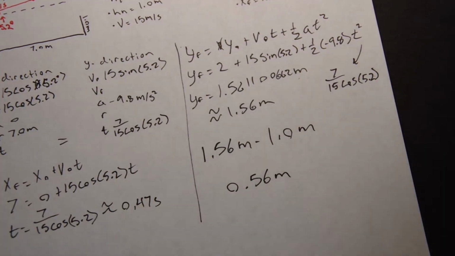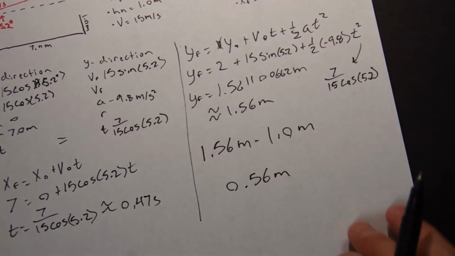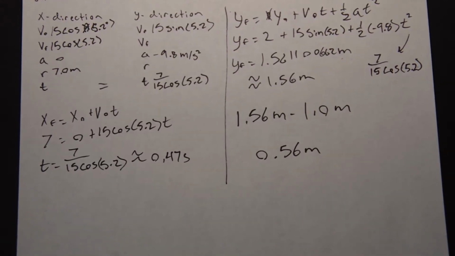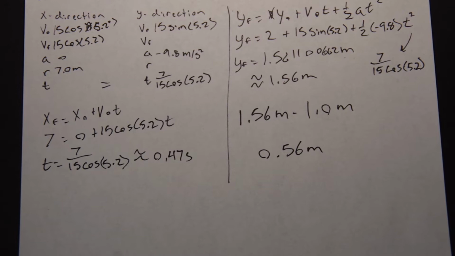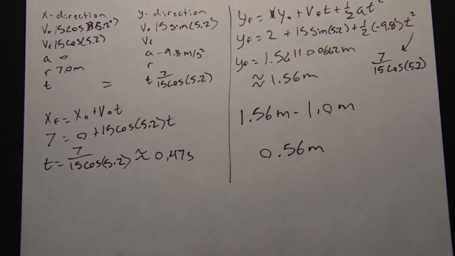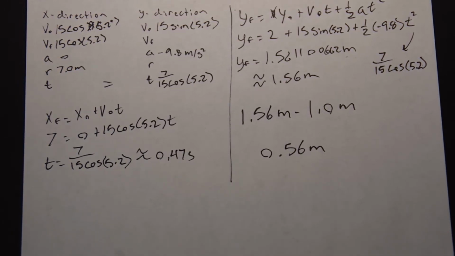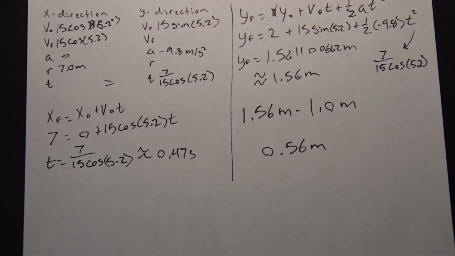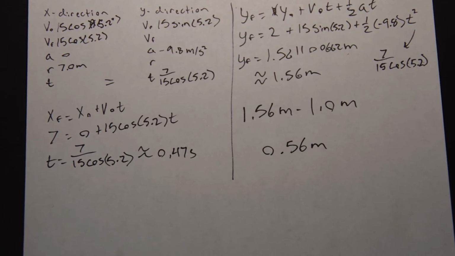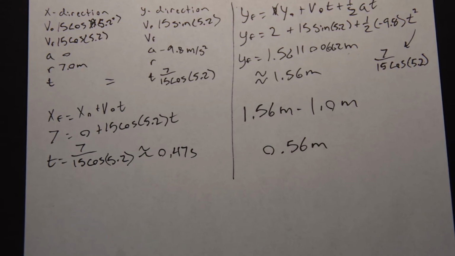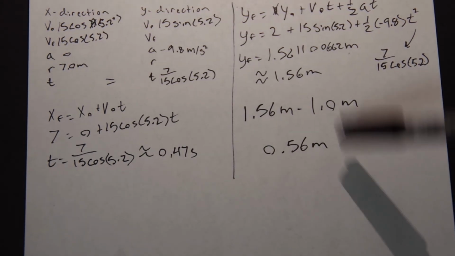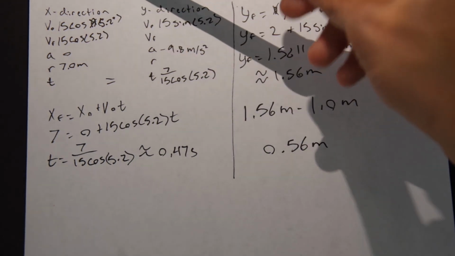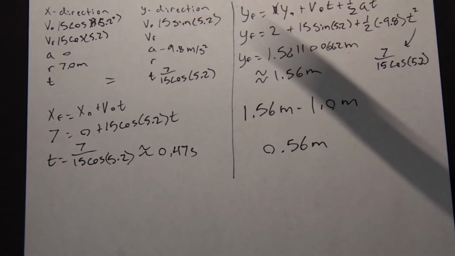So once you finish a physics problem, you always want to think about, does it make sense? And I think that it's pretty clear that this one does make sense. Because if you just look at the initial velocity of 15 meters per second and a time of 0.47 seconds, it's pretty clear that it's going to travel the entire distance easily because of the velocity alone. So it's safe to say that it's going to clear the net, and 0.56 meters makes sense because the angle, 5.2 degrees, is relatively shallow, so it's not going to clear it by a whole lot.